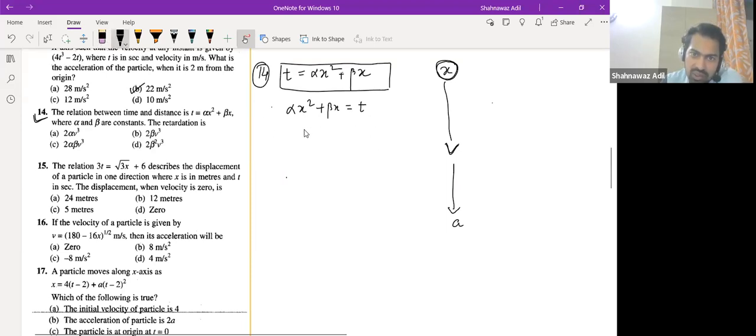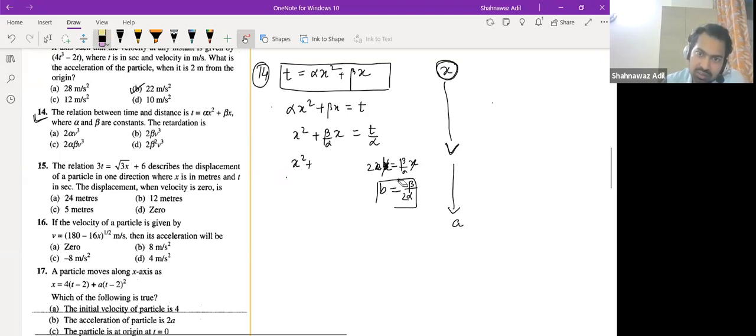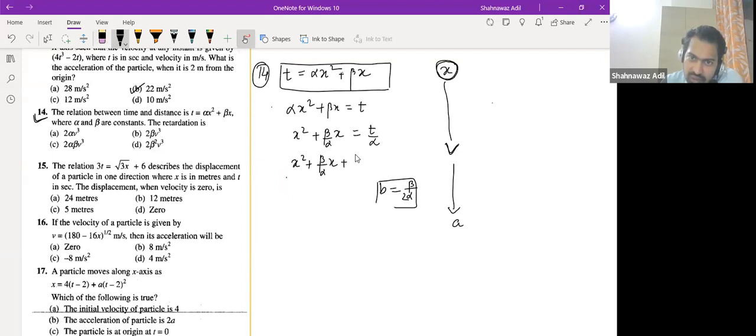Firstly, you'll have to divide this by alpha. So this is x square plus beta by alpha x equals t by alpha, and then we'll have to add or subtract in this equation. This is 2ab, which is beta by alpha x. So a is x, and b would be beta by 2 alpha. I will do the other method, just for simplicity. There is no need to understand this part.